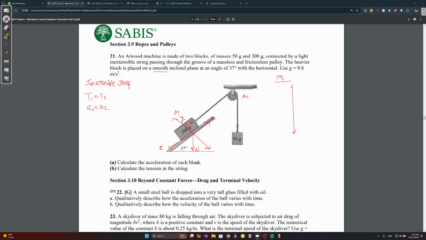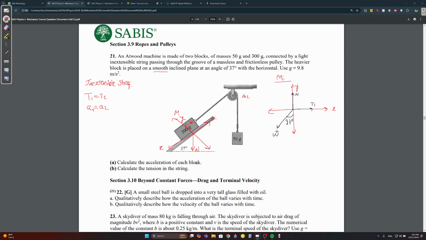Y-axis, x-axis. The weight is on the left side, so I'm going to put it like this. The angle between the weight and the vertical is 37 degrees. We have the normal pushing upwards, and what else do we have? We have the tension pulling it to the right. We're going to call this T1.